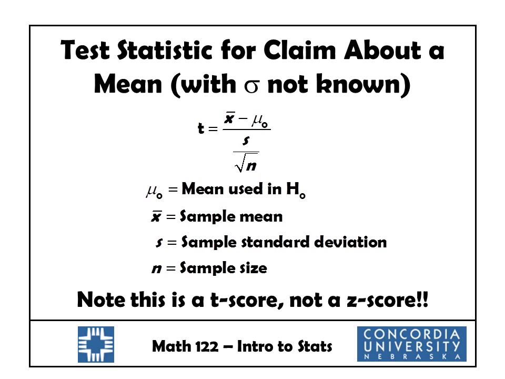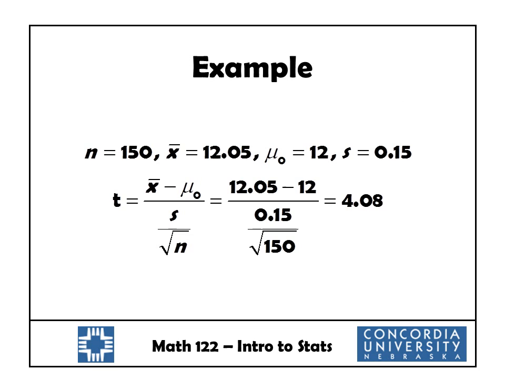You take x bar minus mu naught divided by s divided by square root of n. Mu naught is the mean used in the null hypothesis. X bar is our sample mean, which comes from our data. S is our sample standard deviation, which again comes from the data, and n is our sample size. So note that we need two things from our data, x bar and s. In the previous section we only needed one thing from our data, that was p hat.